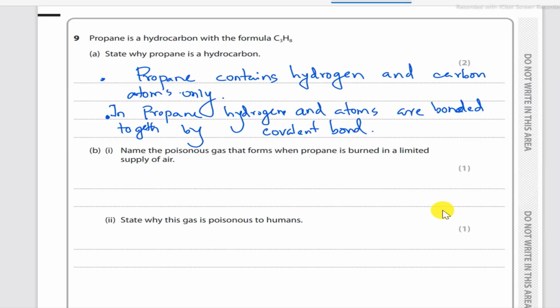Question number B. Name the poisonous gas that forms when propane is burned in a limited supply of air. So carbon monoxide. In insufficient air, it produces a poisonous gas, carbon monoxide. State why this gas is poisonous to humans.